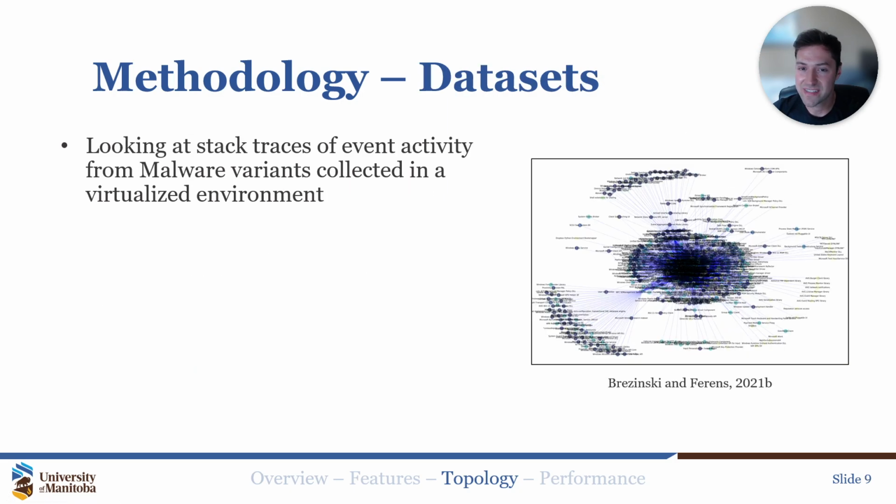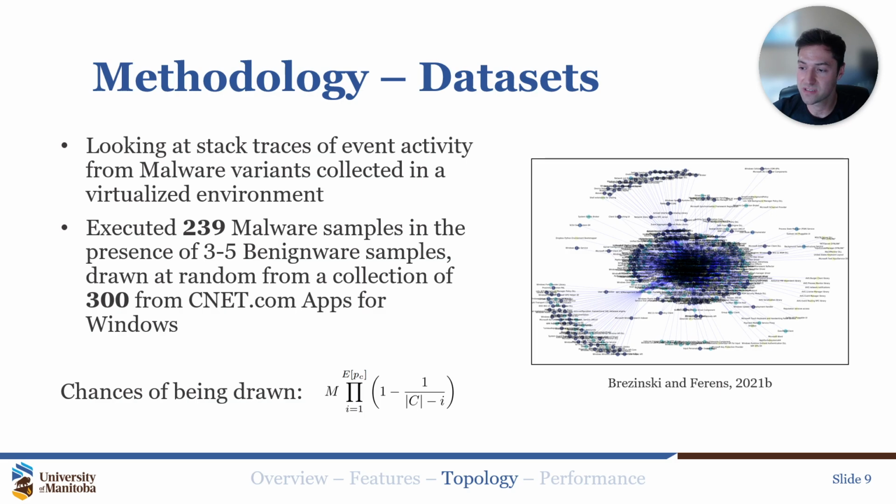So with regards to the data sets that we looked at, we looked at stack traces of event activity from different malware variants collected in our own virtualized environment, which is some of our previous work. In this particular work, we executed 239 malware samples, and we did so in the presence of 3 to 5 Benignware samples. That's just to say we created a unique host environment, a snapshot, and executed malware with Benignware samples executed randomly from a collection of 300 apps from the Windows category. The idea is that we're getting a representative sample of different host environments when we have Benignware samples running.